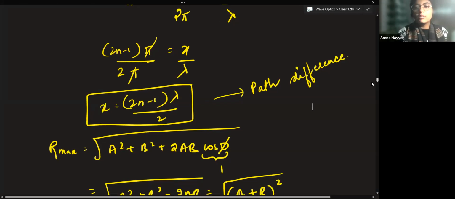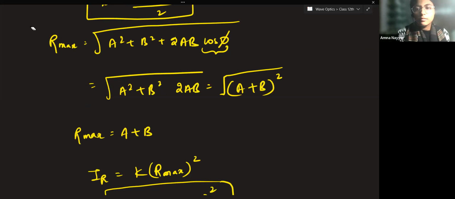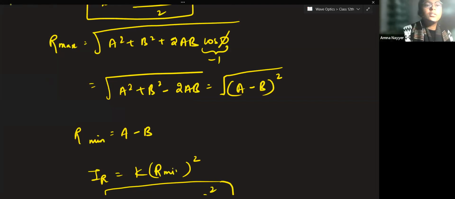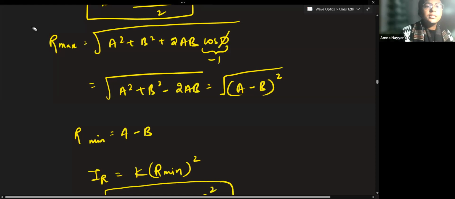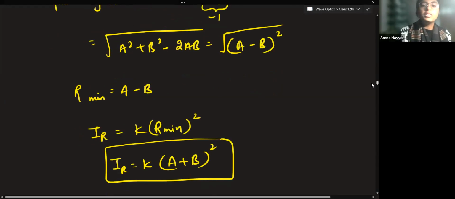So here when you will see the identity, so see, this will be -1. Here also minus, here also minus. So instead of maxima, you will be having everywhere a minima. So this will be R minimum.